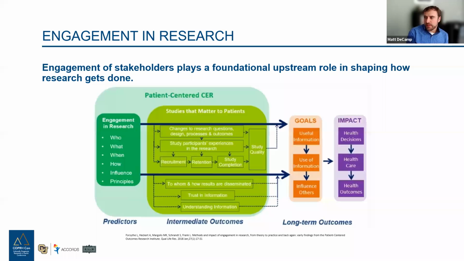Now, this is a complicated slide. It's a conceptual framework from COPRH, and it basically shows a simple idea, which is that engagement of stakeholders plays a foundational upstream role in shaping how research gets done. If you look closely, you can see this upstream role in the green box on the left: the who, the what, the when, the how, influence, and principles of engagement have this cross-cutting influence over determining how studies get done, the types of questions that are asked, how people are recruited, all parts of the research process and these intermediate outcomes, which we think improve longer term outcomes. That is, things like the goals of research, the impact of research on healthcare, health outcomes, health disparities also, and so on. But just the idea that engagement really is a foundational upstream part of the research process.